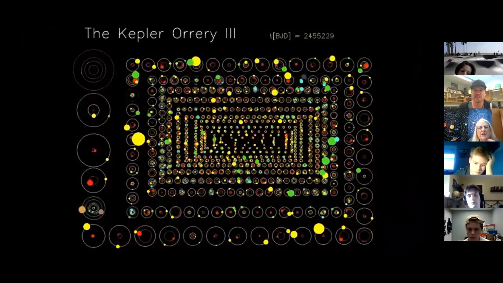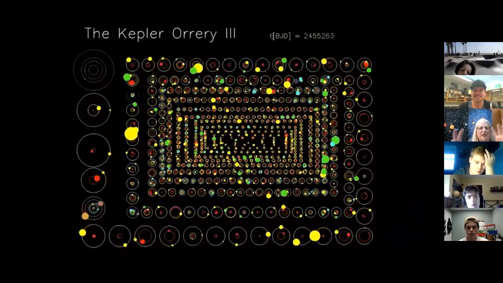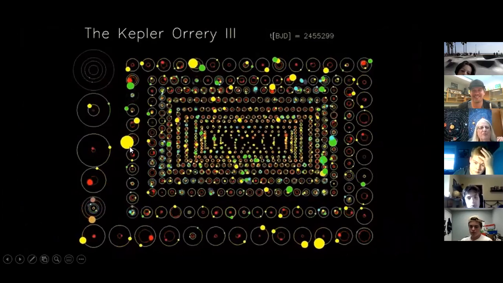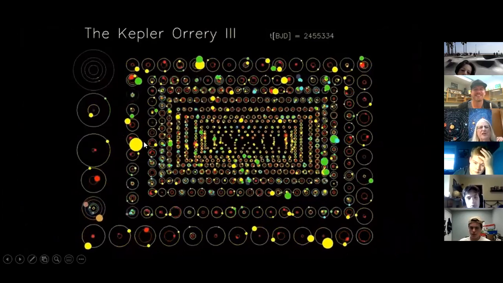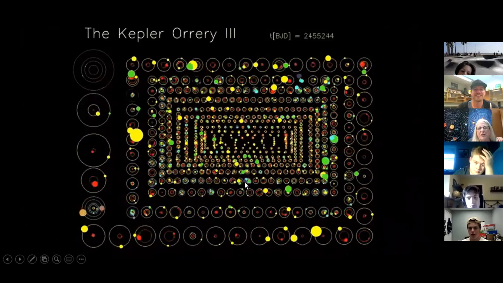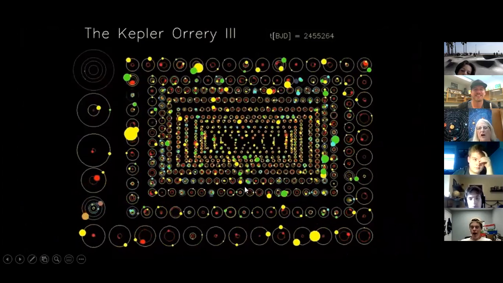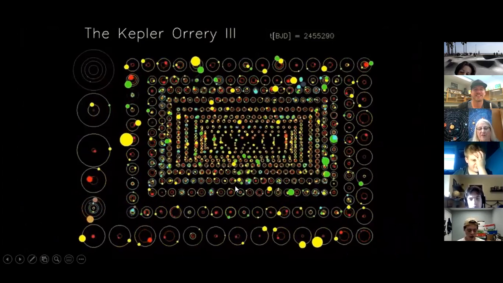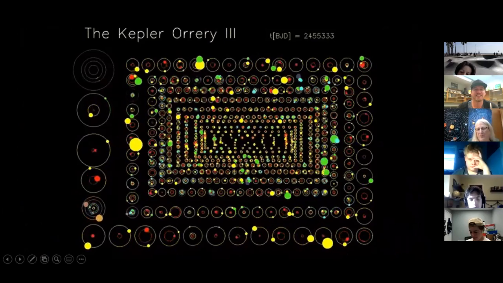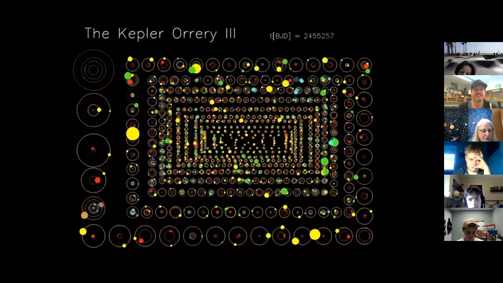Again, I like this one, just looking at all of them. You can see some orbit very slowly, and some of these planets orbit extremely quickly. There's lots of systems that have more than one planet, up to 8 we've now found.